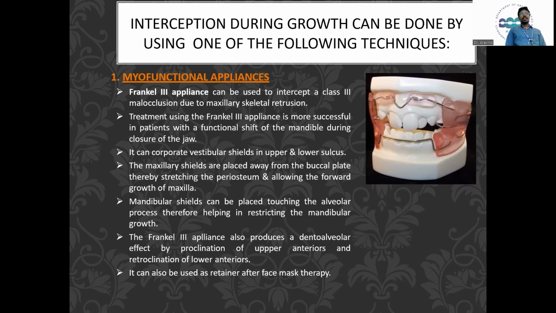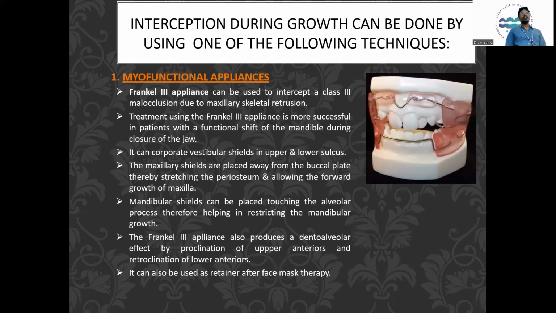So it basically incorporates vestibular shields in the maxillary and mandibular arches or the sulcus. The maxillary shields are placed away from the buccal plate, thereby stretching the periosteum and allowing the forward growth of the maxilla. When coming to the mandibular shields, they are usually placed touching the alveolar process, and therefore help in restricting the further growth of the mandible.